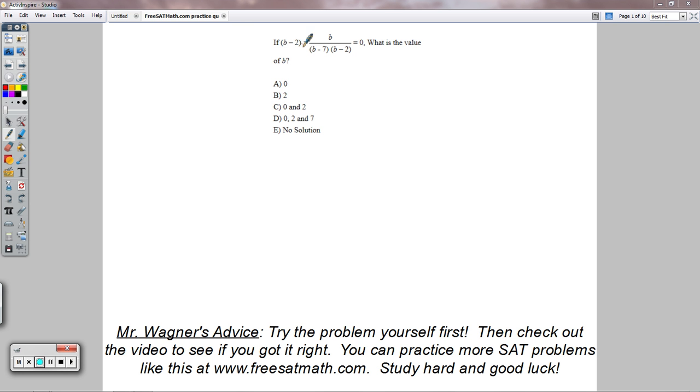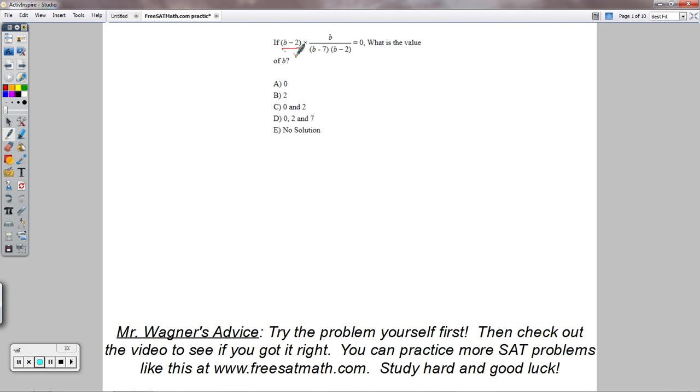So it says, if b minus 2 times the quantity b over the quantity b minus 7 times b minus 2 equals 0, what is the value of b? So with the SAT, you're going to see 5 different answer choices, and a lot of times the questions are a little tricky. They make you think in different ways than maybe what you've done in your typical math classes. So again, that's the value of checking these videos out, checking this website out, checking out sat.collegeboard.com, and seeing how the questions are formatted, what kinds of questions you're going to see.